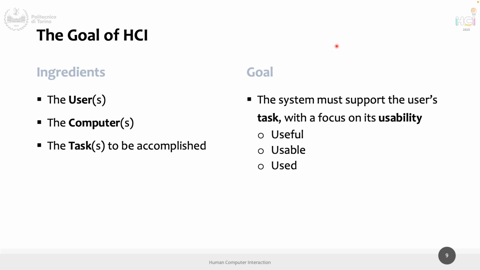So what is the goal of human interaction? You have three ingredients, as I was saying before. You have the user, or the users, depends. You have the computer, and you have the task to be accomplished to fulfill a goal. And again, the goal of the field of human interaction is that the system must support a user task or more tasks with a focus on its usability, so that the system could be potentially useful, used, and usable.